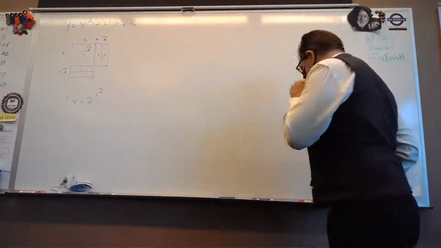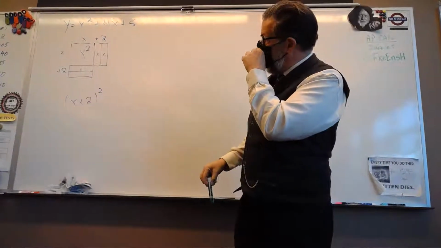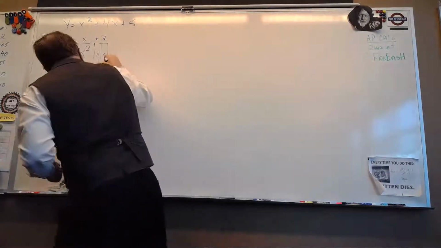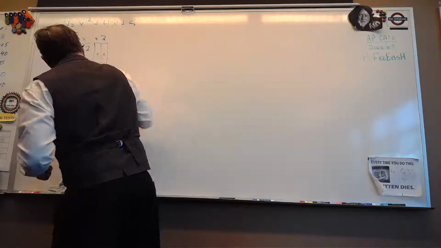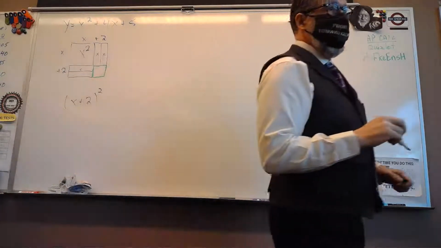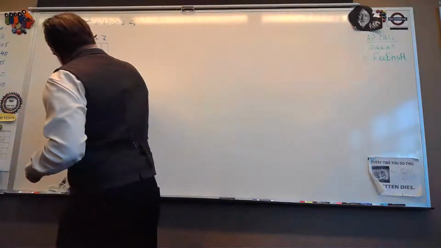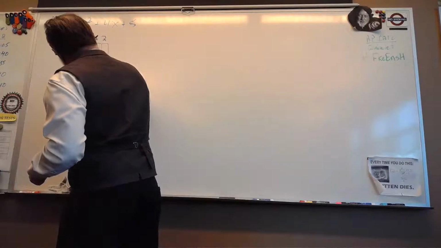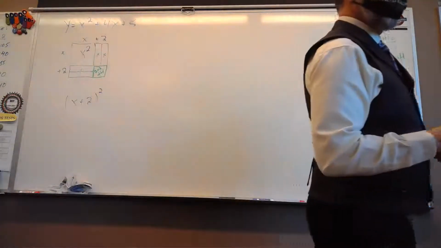However, it is not a square. In order for it to be a square, I've got to fill in that. The way I fill in that is I recognize that this is a 2 by 2 square, so I need to add 4 unit tiles in order to make it into a square.